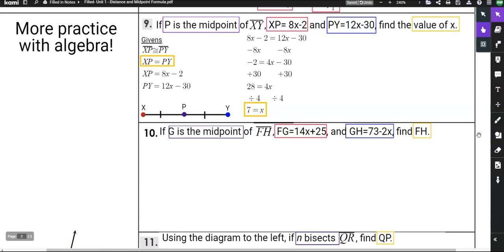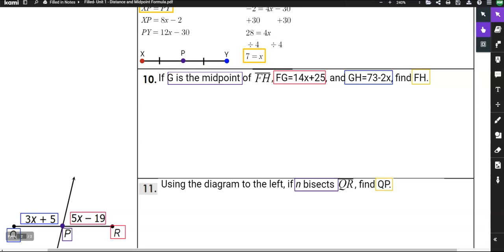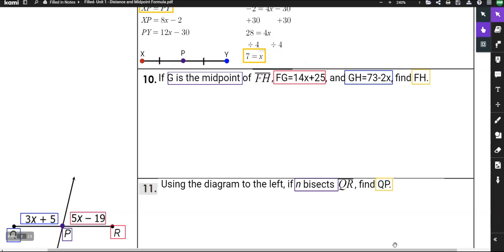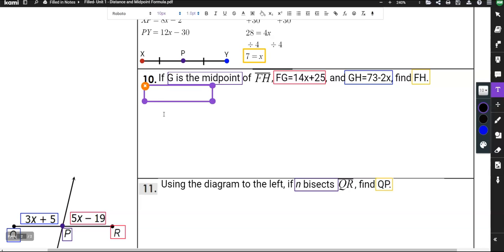Moving on. Number 10. I'm not going to draw a picture for this one now. We're just going to picture this as F, G, and H. We can tell G is the midpoint of FG and GH, because G is an endpoint for both segments, so we know that's the one on the interior. So we're going to list our givens.